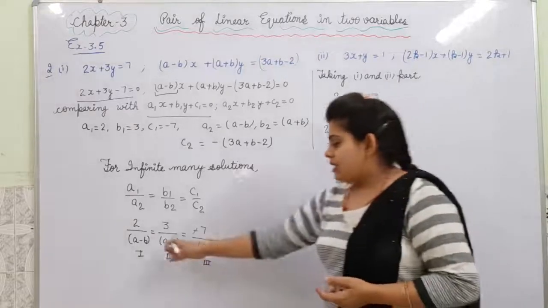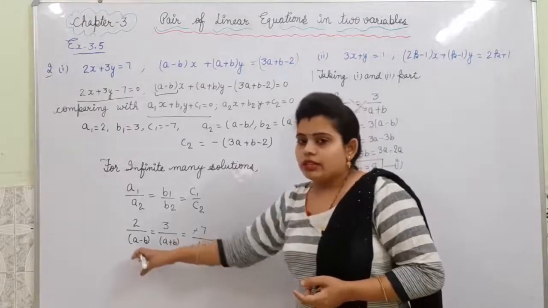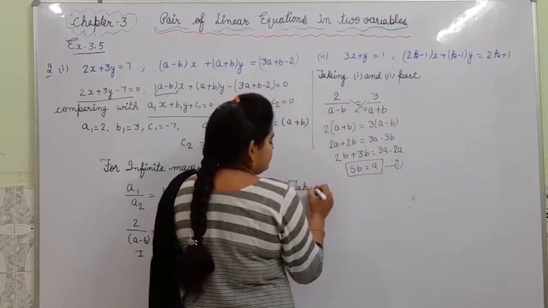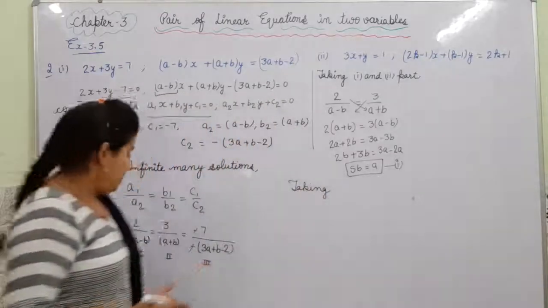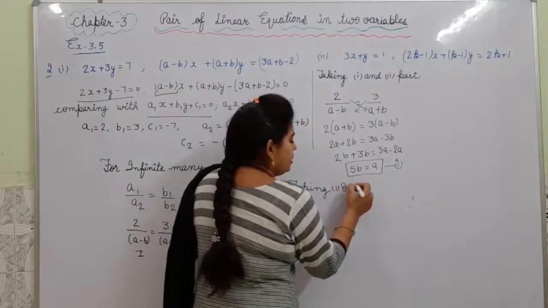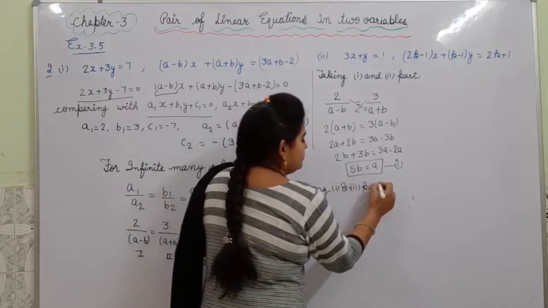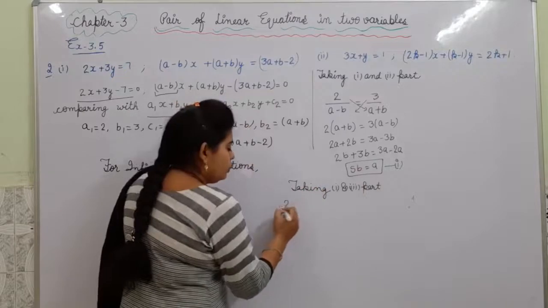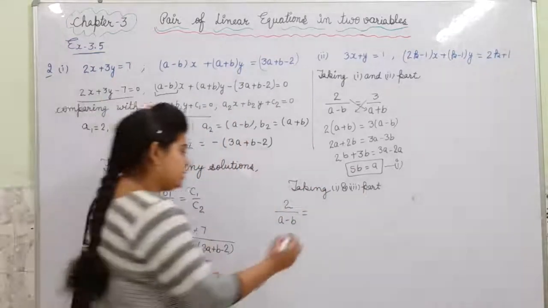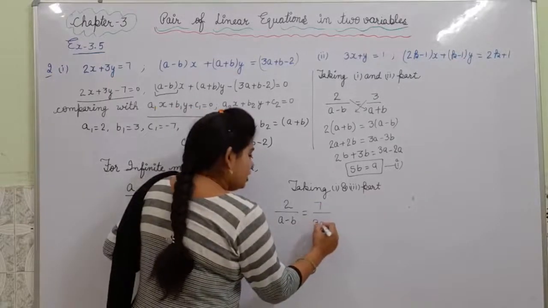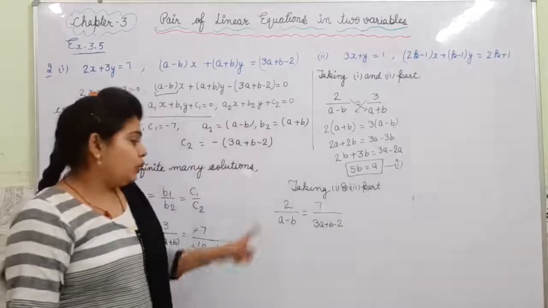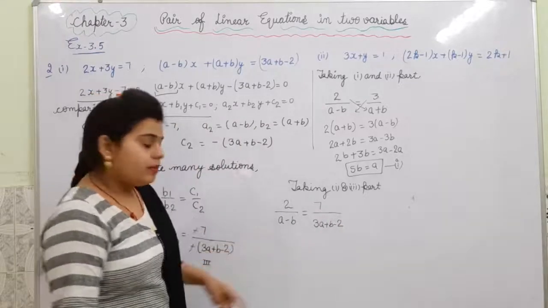Now you can take the second or third part, or the first and third part. I am taking the first and third part. What is our first part? 2 upon a minus b. And what is our third part? 7 upon 3a plus b minus 2. Now what will we do? We will do cross multiplication.